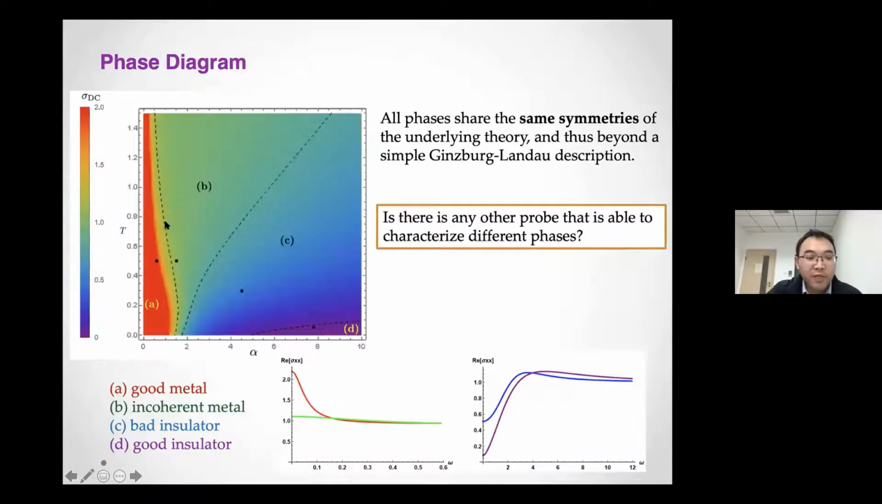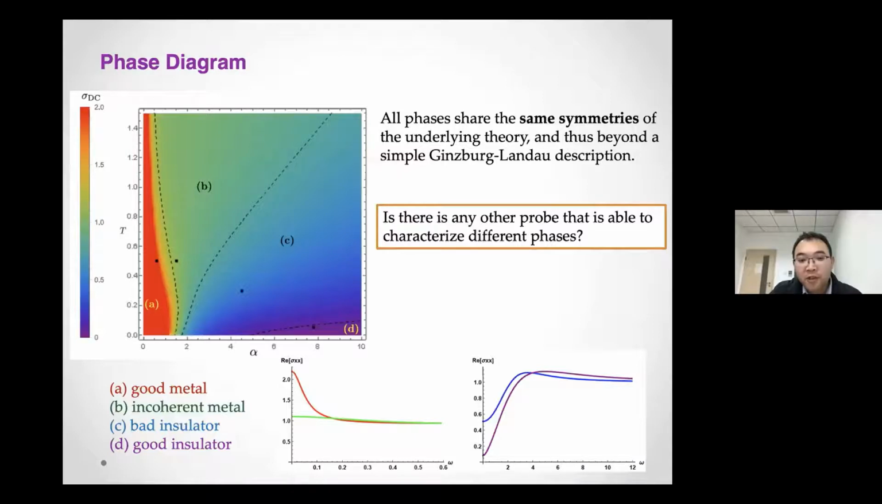Here we show the phase diagram for our model in terms of temperature and momentum dissipation. Actually, in this model, we have 4 different phases. We have good metal, incoherent metal, bad insulator, and good insulator in different regimes. All phases here share the same symmetries, because here we're considering the same kind of black hole solutions, which have the same symmetry, symmetry breaking, and phase transition. Thus this is beyond a simple Ginzburg-Landau description of the phase diagram.